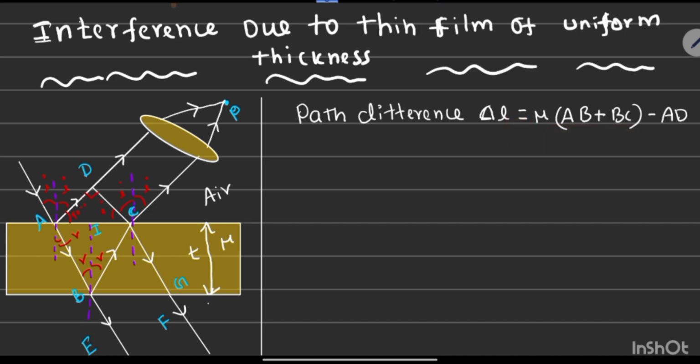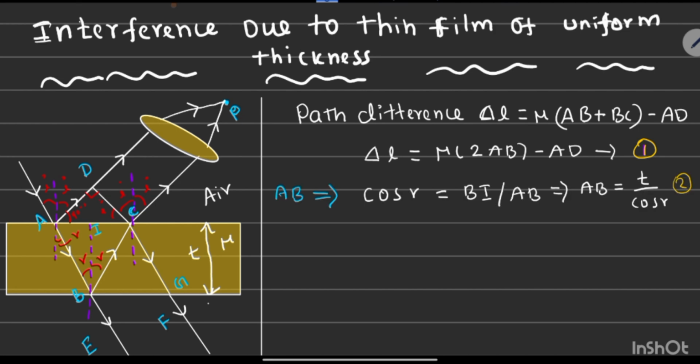Okay, now since these two triangles AIB and IBC are congruent triangles, this side AB should be equal to BC. So this ABC can be written as 2 times AB, and this is my equation number 1. Now I have to calculate AB and AD.